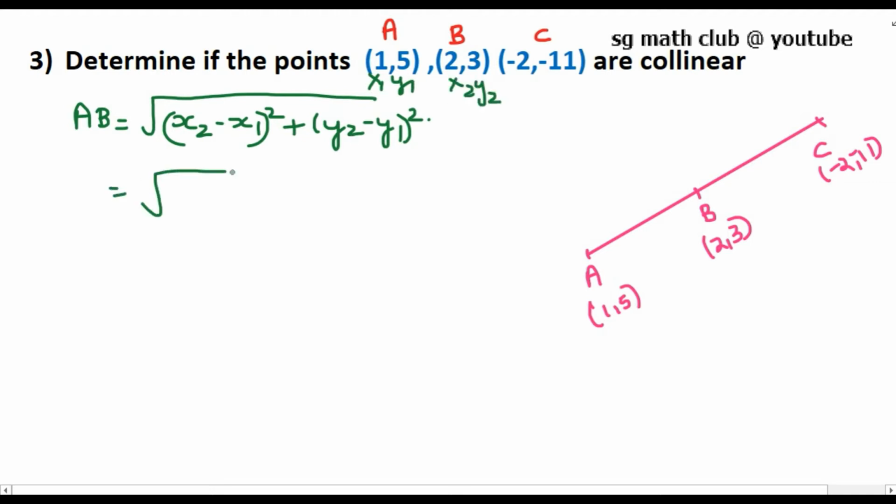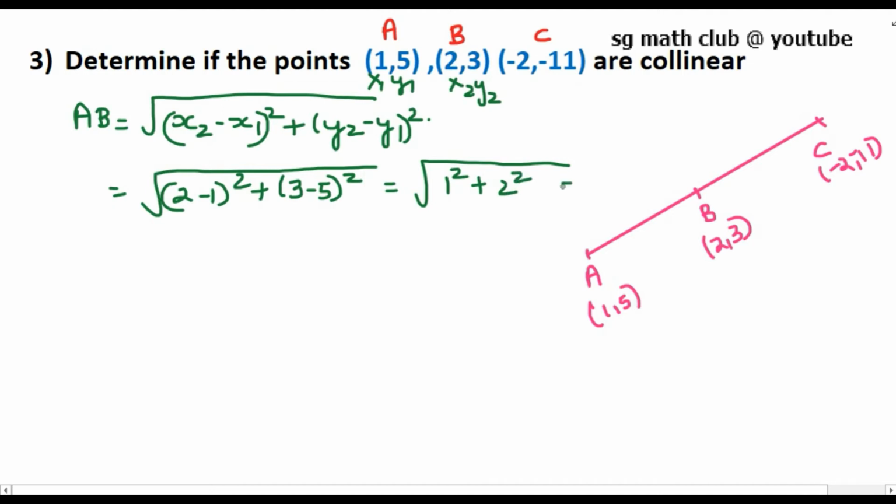So I am going to write 2 minus 1 the whole square plus 3 minus 5 the whole square, which is equal to square root of 1 square plus 2 square. That is 1 plus 4, which is equal to root 5 units. Next, BC I am going to find.